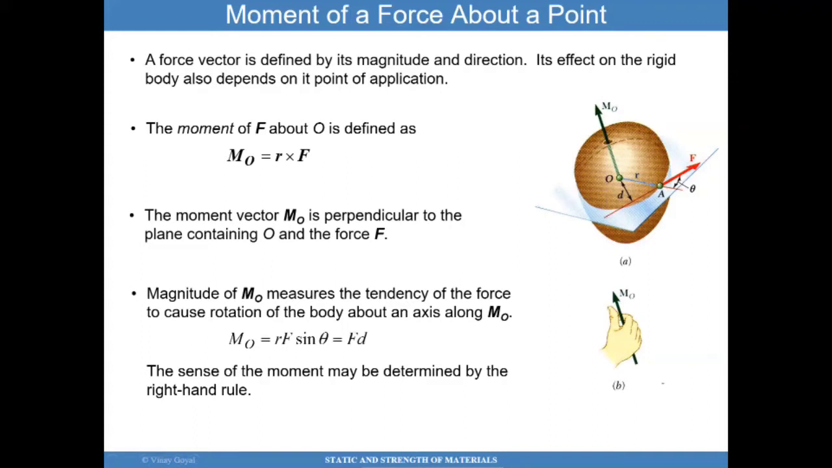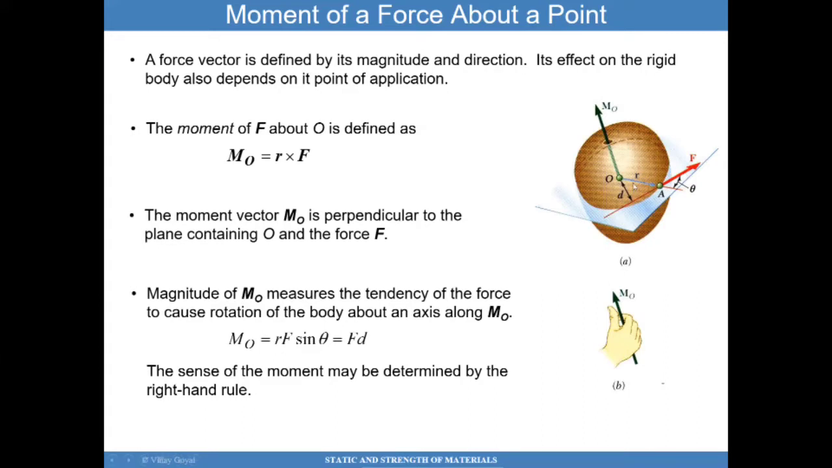The moment of this force F about point O can be calculated simply by drawing a position vector that goes from point O to the line of action where force F is applied. So R cross F, the cross product of R and F, will give us the moment, that torque. The moment direction will be perpendicular to both R and F.